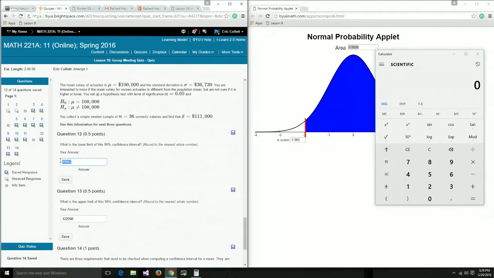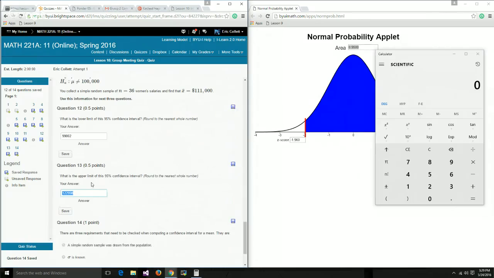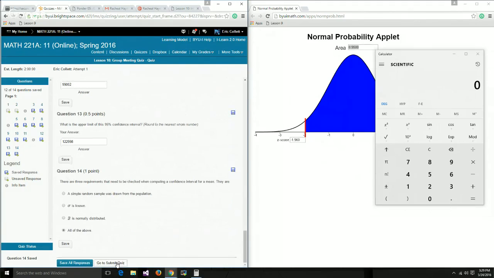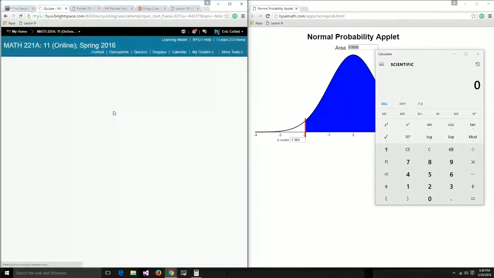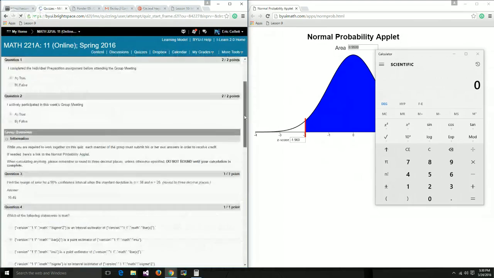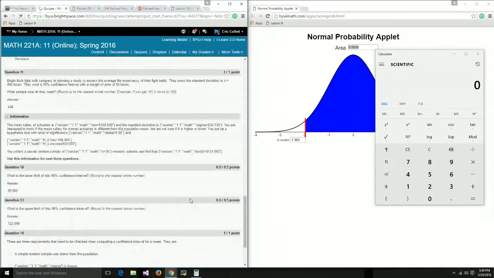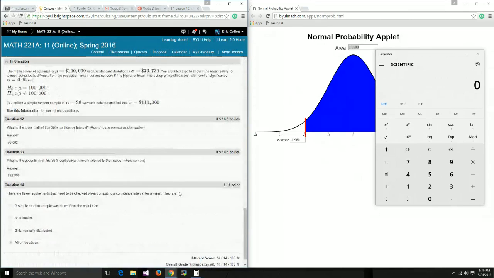So then we should end up getting 99,002, and then 122,998. Yep. And then we will submit it, see how we did. Good. And it looks like we did it.